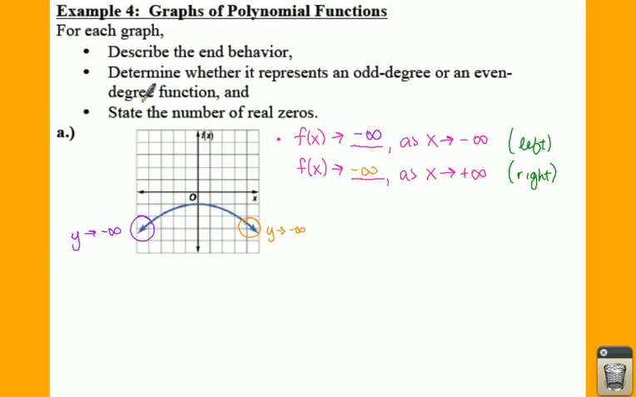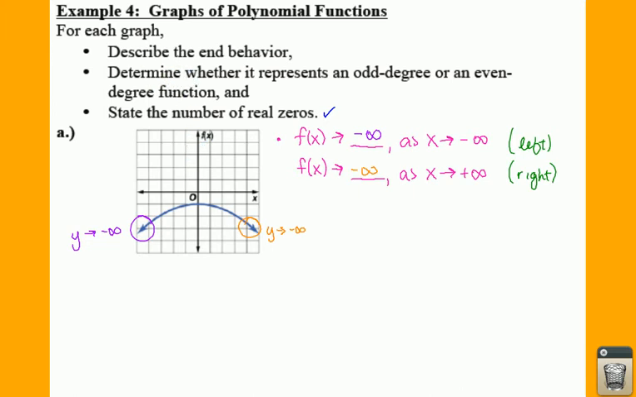Okay, the other part, you have to determine whether you have an odd or even degree, and then you have to state your number of real zeros. Stating your number of real zeros, we have done this back in chapter 5 when we were trying to determine zeros of a polynomial, of a quadratic. Your number of zeros is just how many times your graph touches your x-axis. So you just count how many times your graph touches your x-axis and state the number.